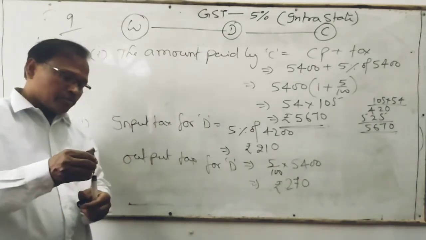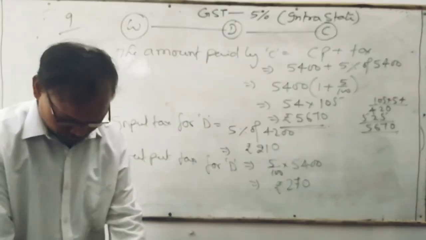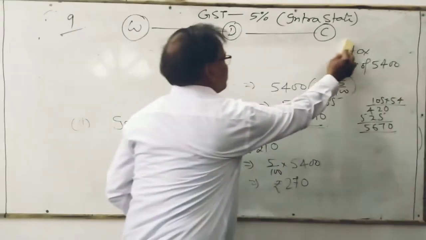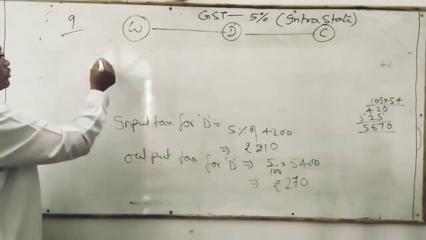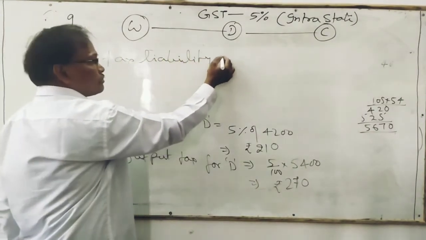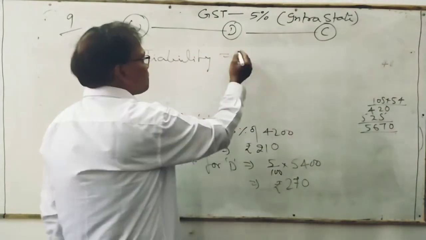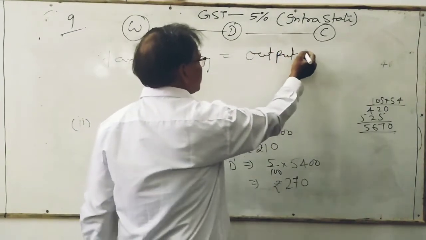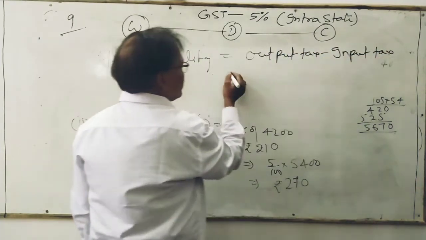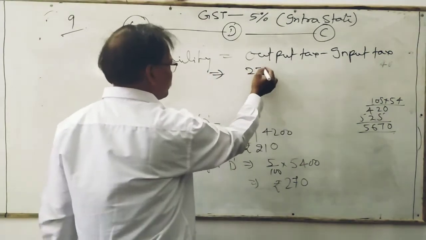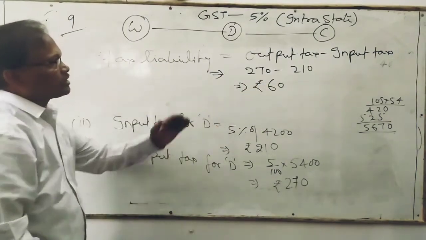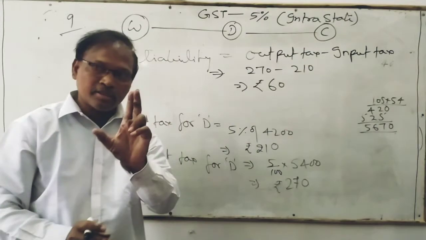In that case, what is the tax liability? So the tax liability is equal to output tax minus input tax. So output tax is 270 minus 210 means 60 rupees. This rupees 60 will be given as tax liability, but this is the total one.